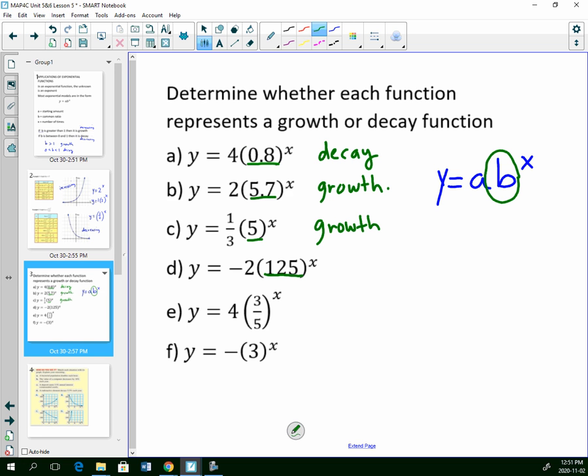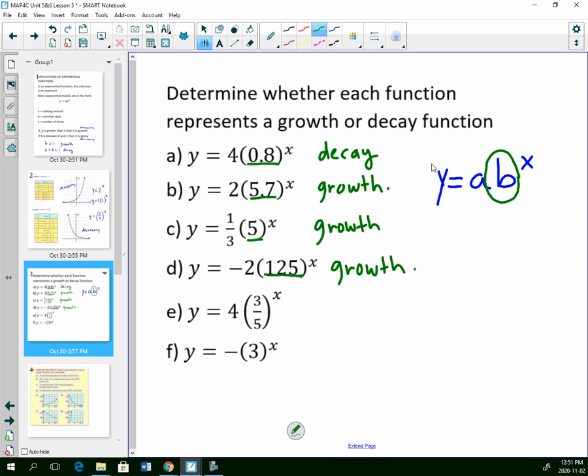Don't get distracted by negative values for a. A is -2, that's the starting amount, but that's not what we're looking at. We're looking at b, which is the value in the bracket. The common ratio, it's greater than 1, so it is growth.